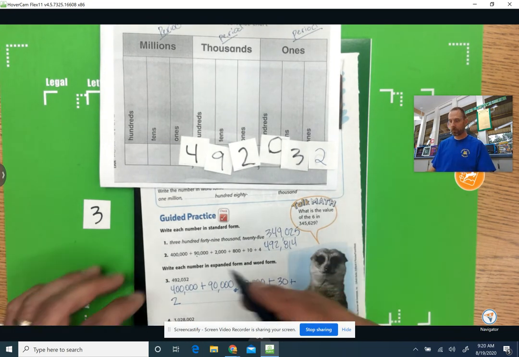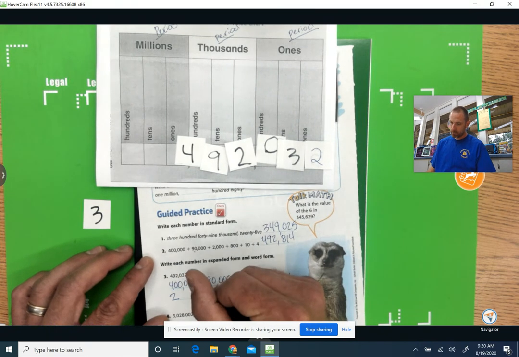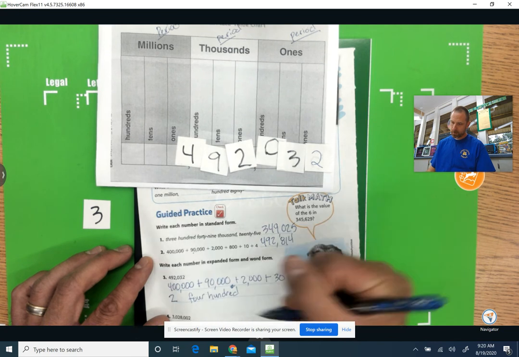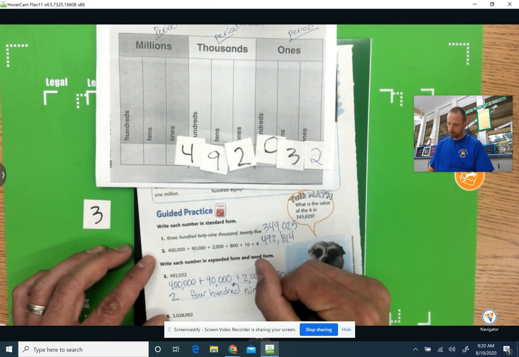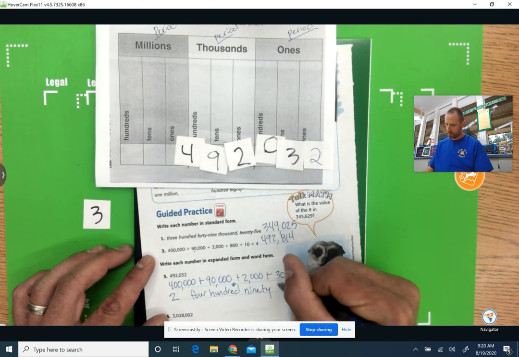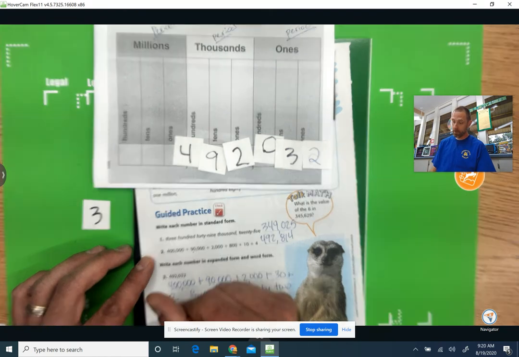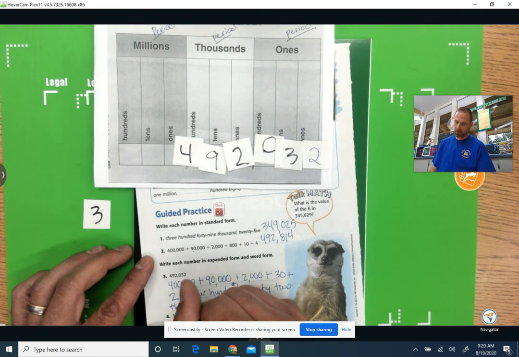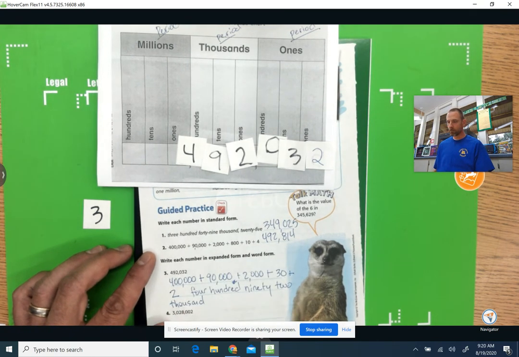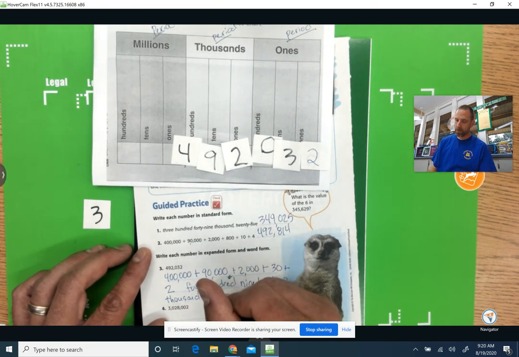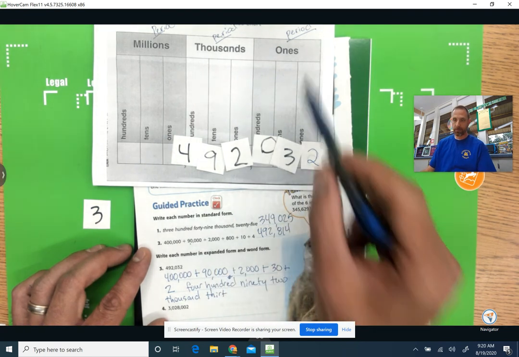Now we got to write it in word form. 492 is in the thousands period, so you got to write the name of the period. 492,000. I have 32 in the ones period.